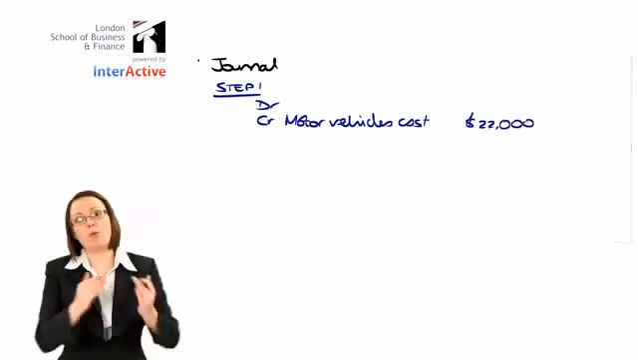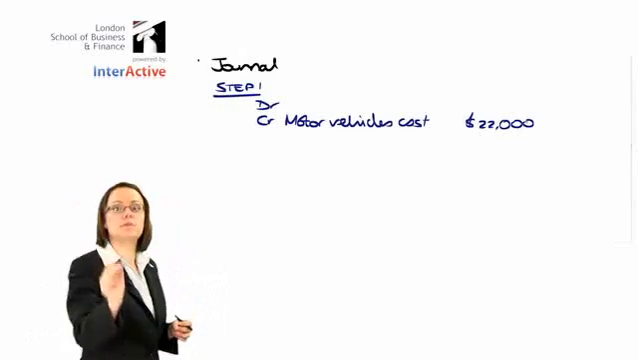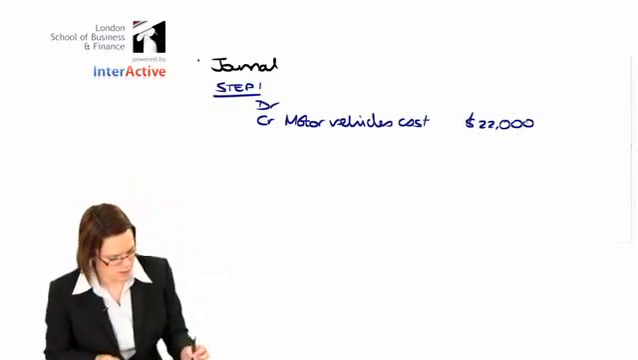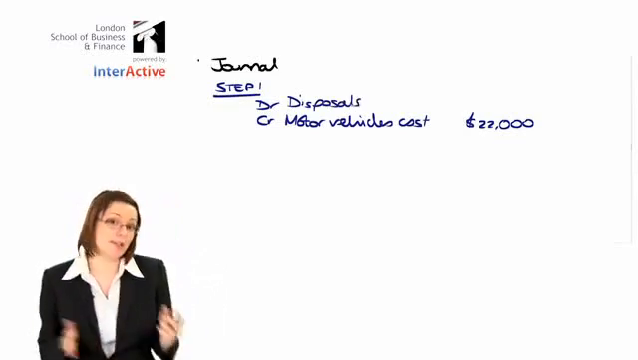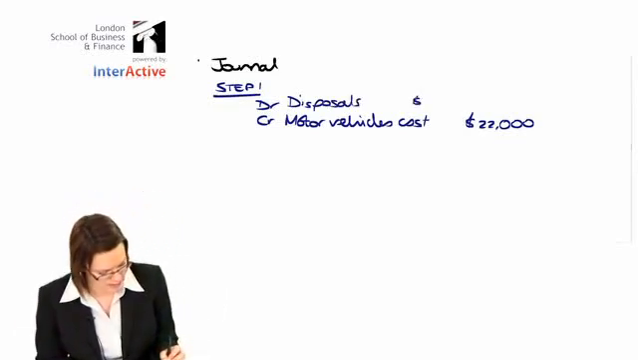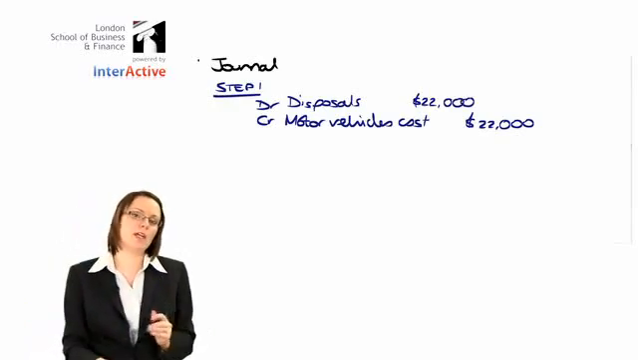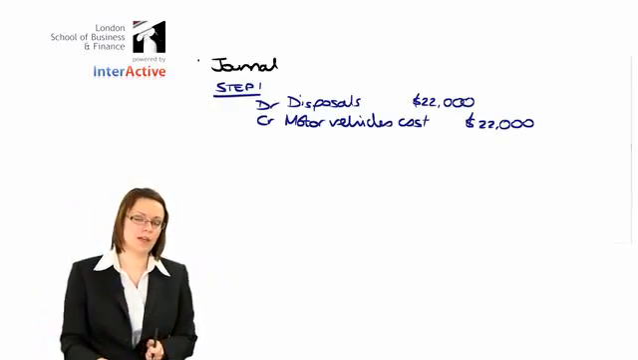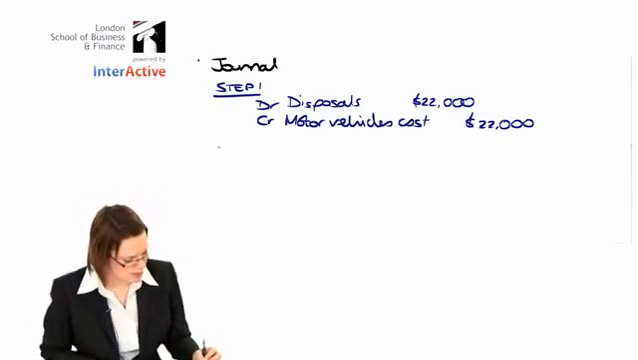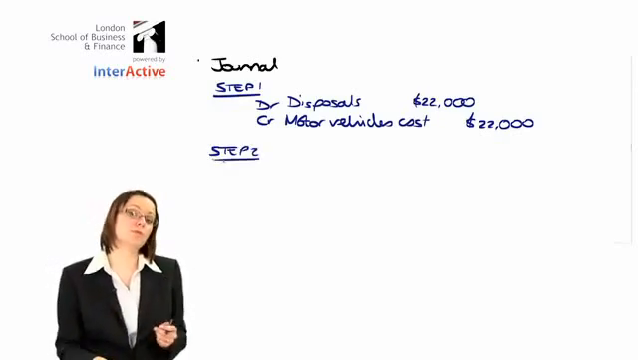Now remember, if you can remember one side of the journal entry, the opposite side will always be disposals. So we're going to debit disposals to make the double entry work with that same amount of 22,000. Step 1, done. So, now we move on to step 2. You all remember step 2?